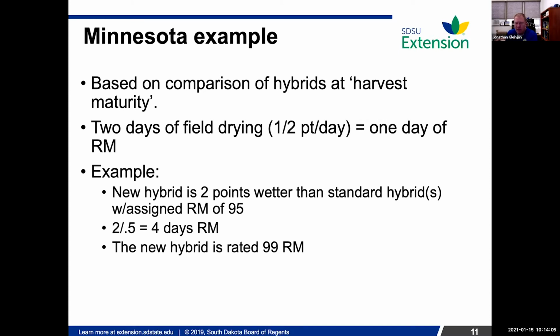I wasn't able to find a whole lot of information on how this is done, but basically it's based on 2 days of field drying, so 0.5 point of moisture per day, that counts as 1 day of relative maturity.